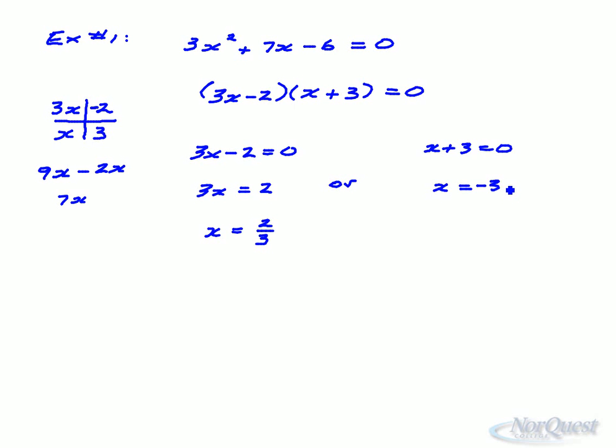Our next example is going to look at one that's in standard form. Example number 2: we have (2n minus 1) squared over 3 equals 27. This is also a fraction, so we also know how to solve rational equations as well.